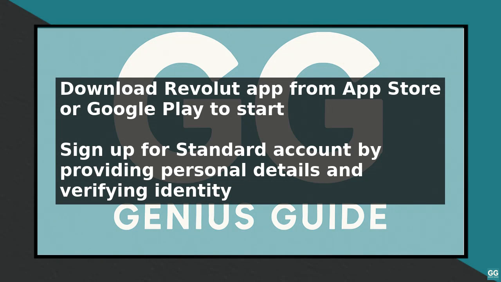Welcome to this step-by-step guide to Revolut Standard account. Revolut is a digital banking app that allows you to manage your money, exchange currencies, and make transactions globally. To get started, download the Revolut app from the App Store or Google Play. Then sign up for a standard account.